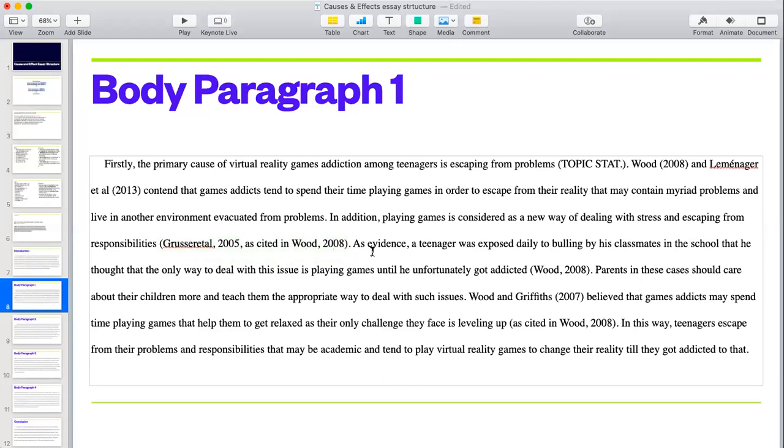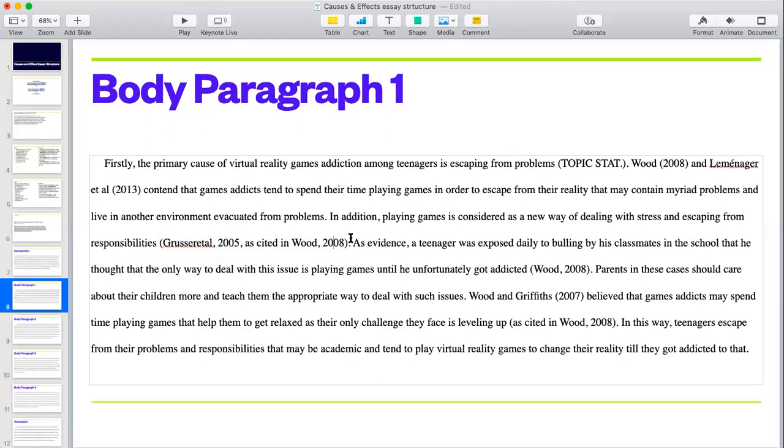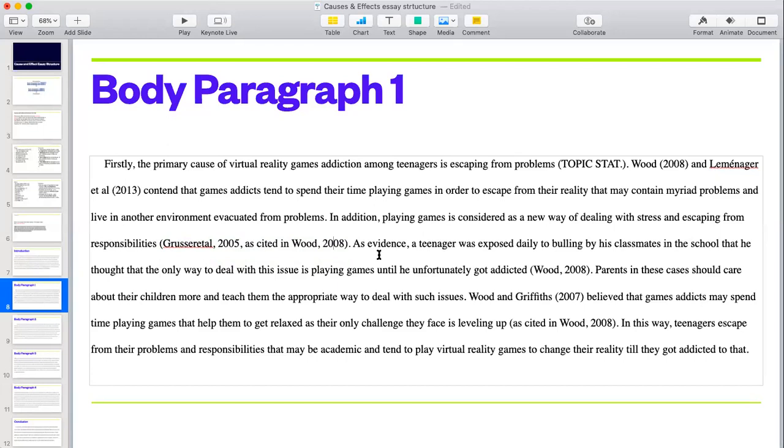Very good. Let's continue. She is giving us more explanation and more examples about the first cause, which is escaping from problems. As evidence, a teenager was exposed daily to bullying by his classmates in the school, that he thought that the only way to deal with this issue is playing games until he unfortunately got addicted. This sentence is very, very important because now she is giving me detailed examples. And this is what the body paragraph should be doing. It should give me details, not just general ideas.